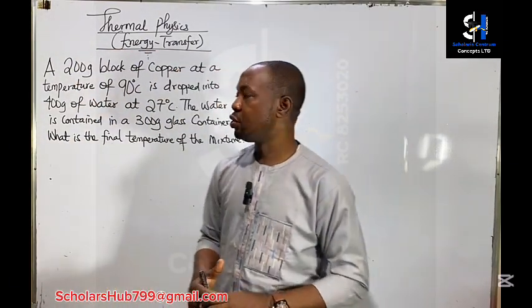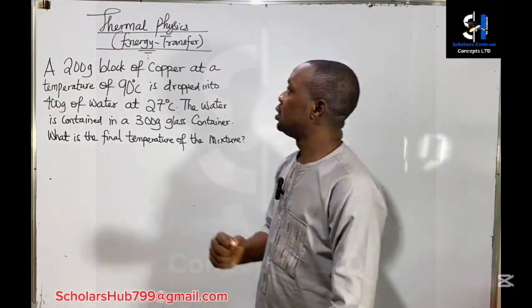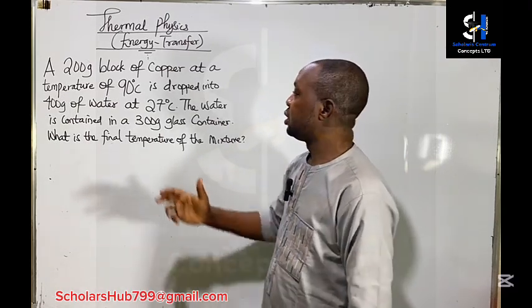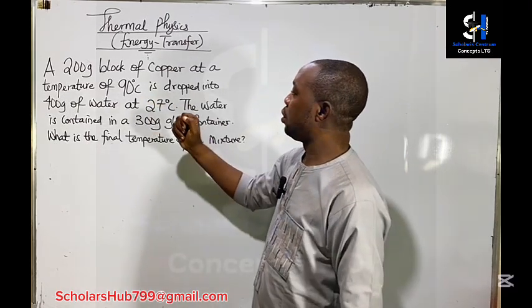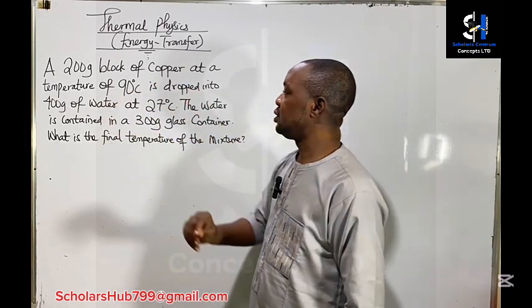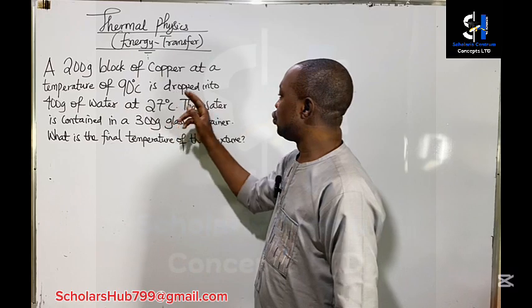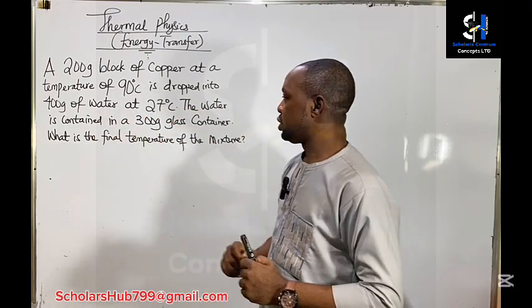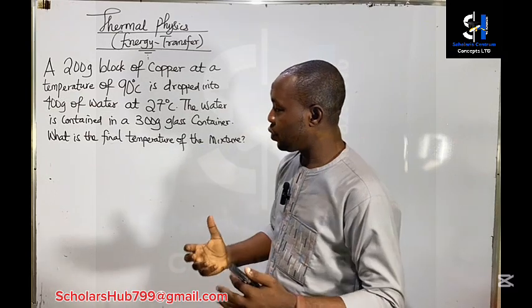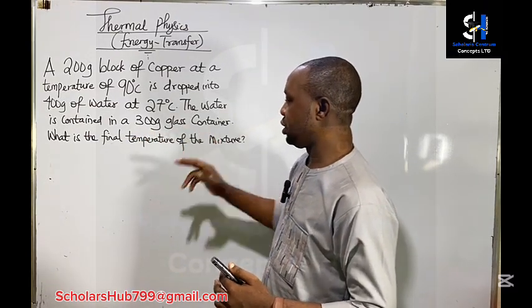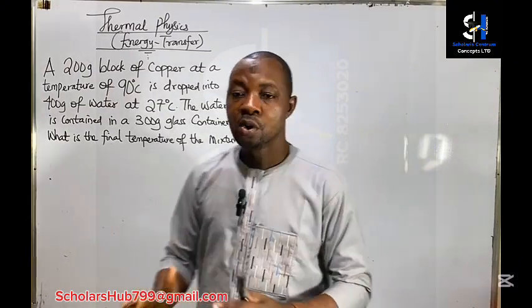Now in this segment we'll be looking at how to solve this thermal physics problem. The question reads: a 200 gram block of copper at a temperature of 90 degrees Celsius is dropped into 400 grams of water at 27 degrees Celsius. The water is contained in a 300 gram glass container. What is the final temperature of the mixture?